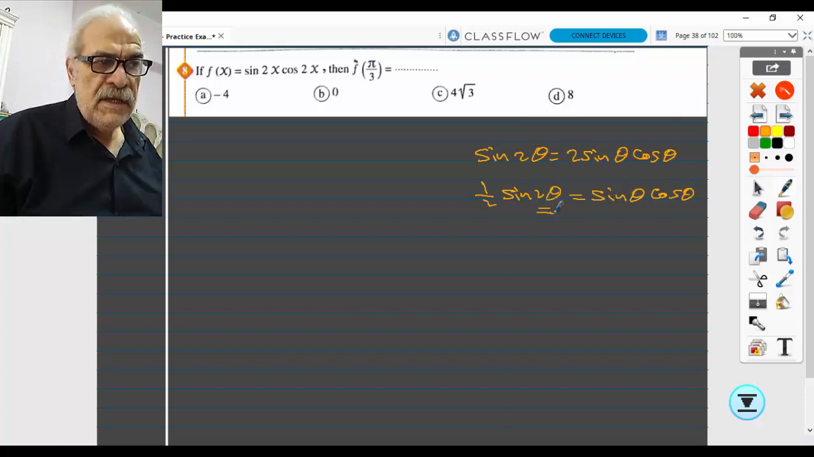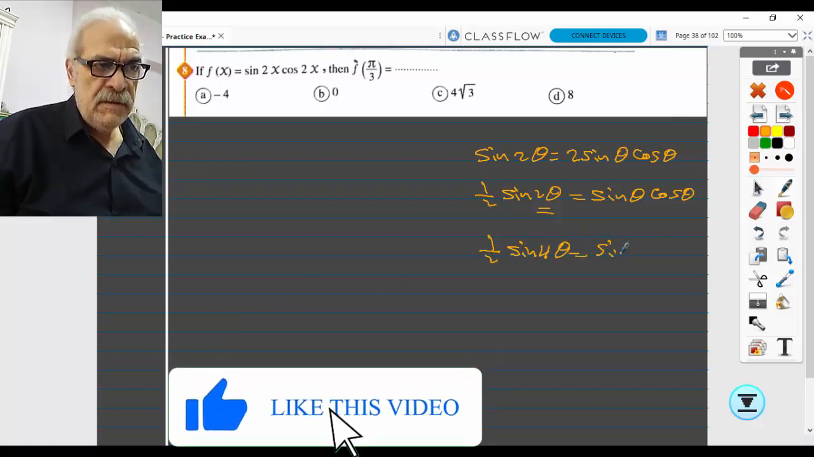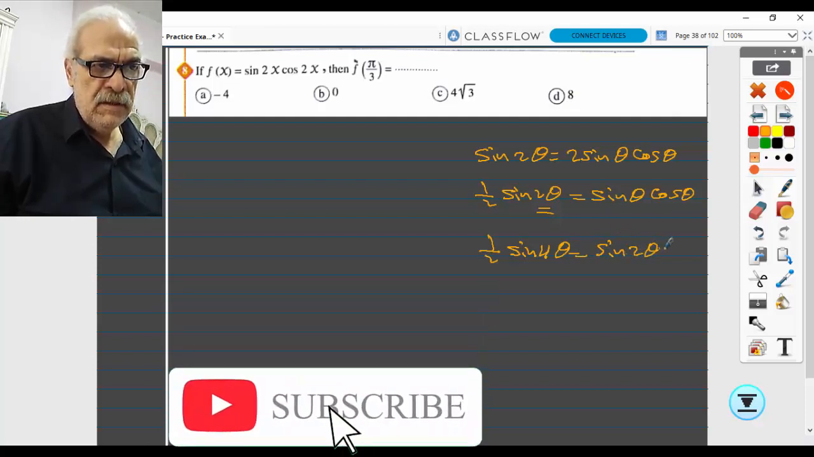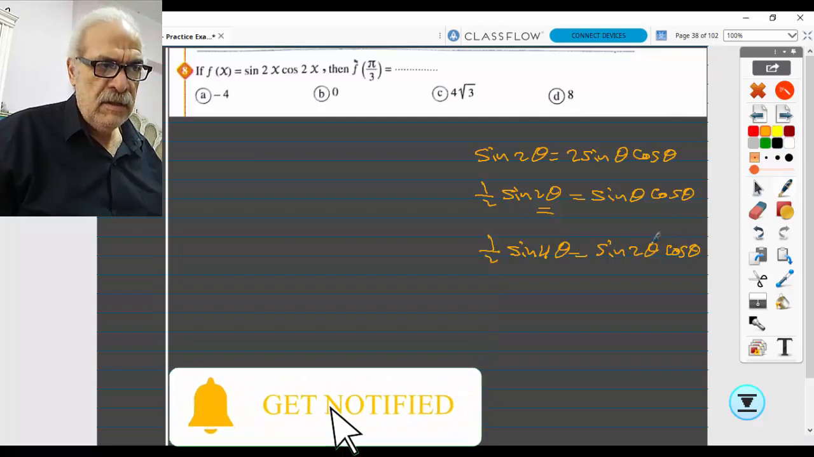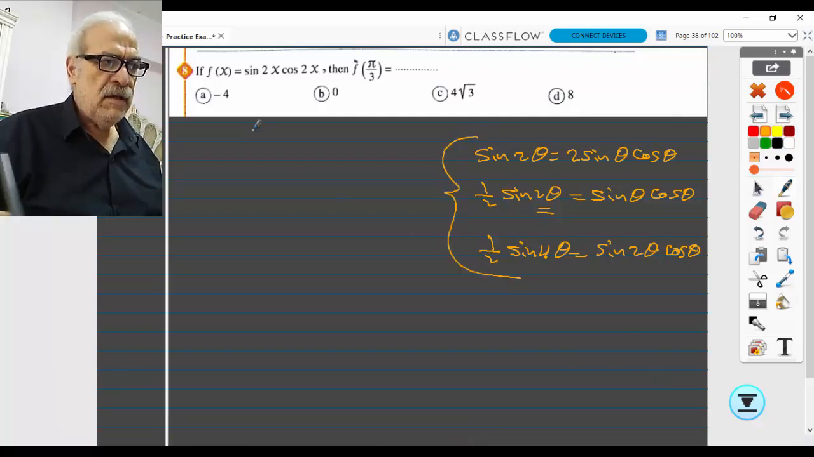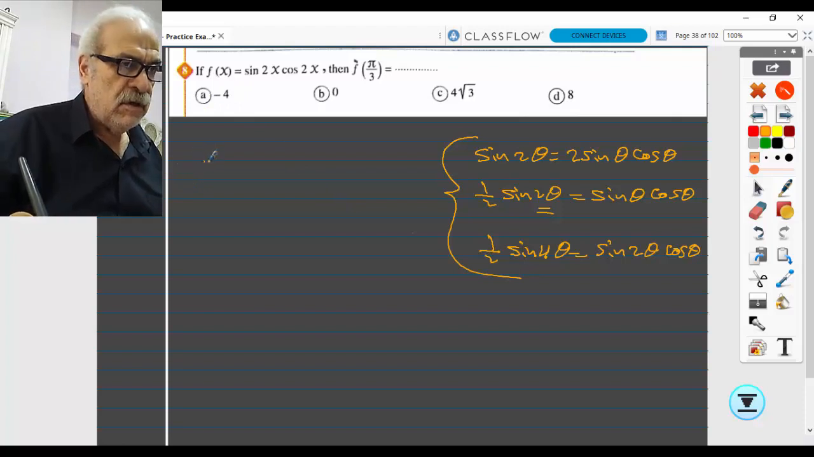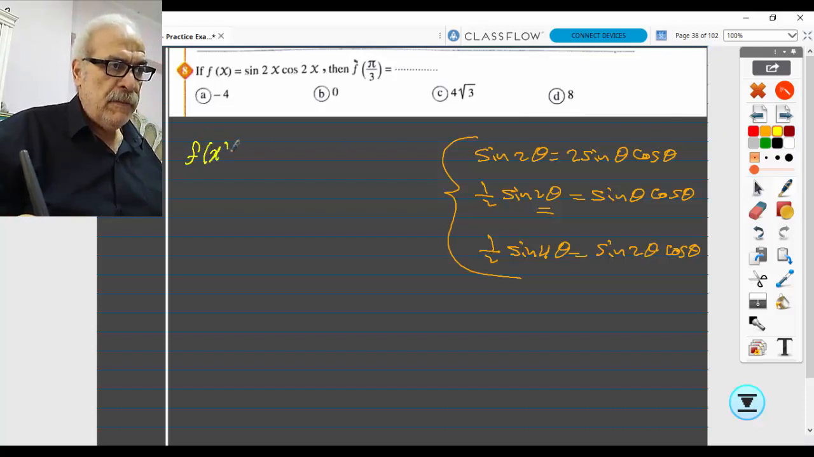Here we have 2 theta, and in the right hand side we have only theta. Here is double the angle, so we can say half sine 4 theta equals sine 2 theta cosine 2 theta. Okay, this is in general. Back to our function, we have f of x equals sine 2x cosine 2x.